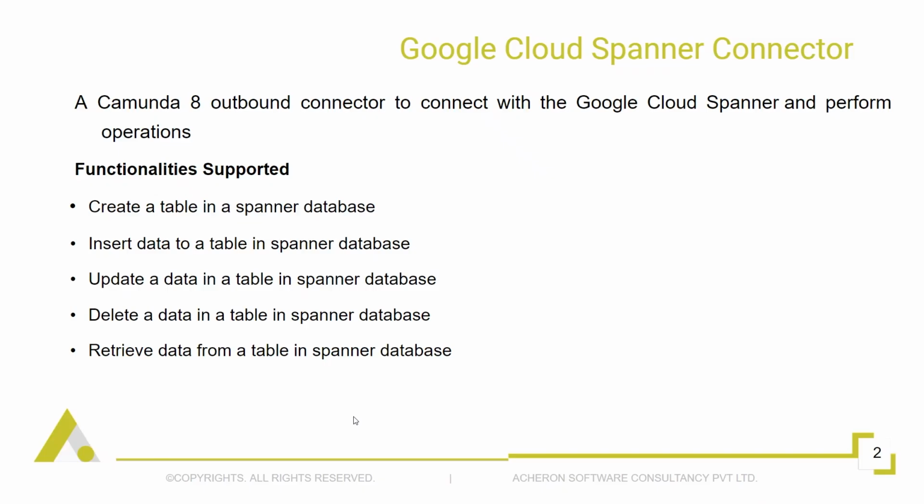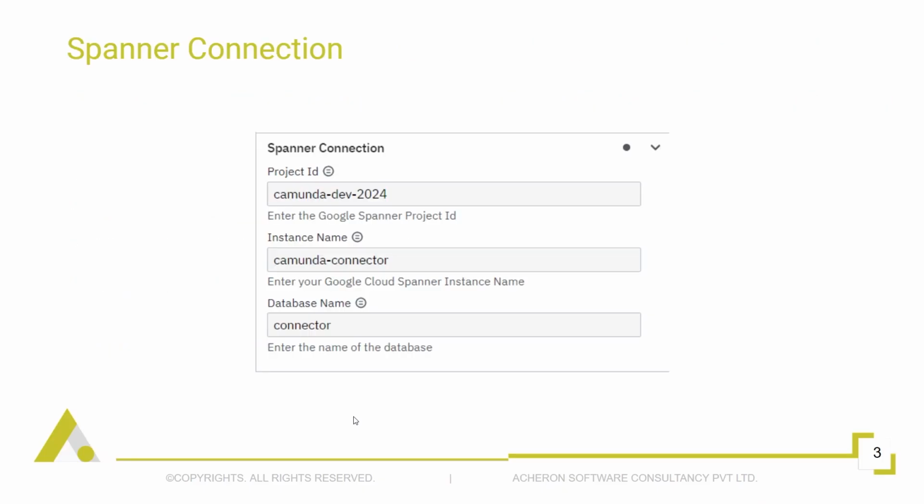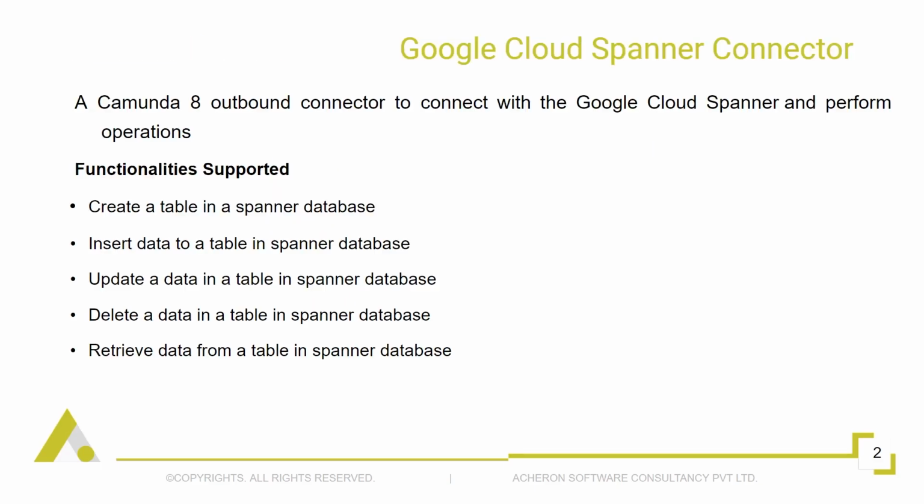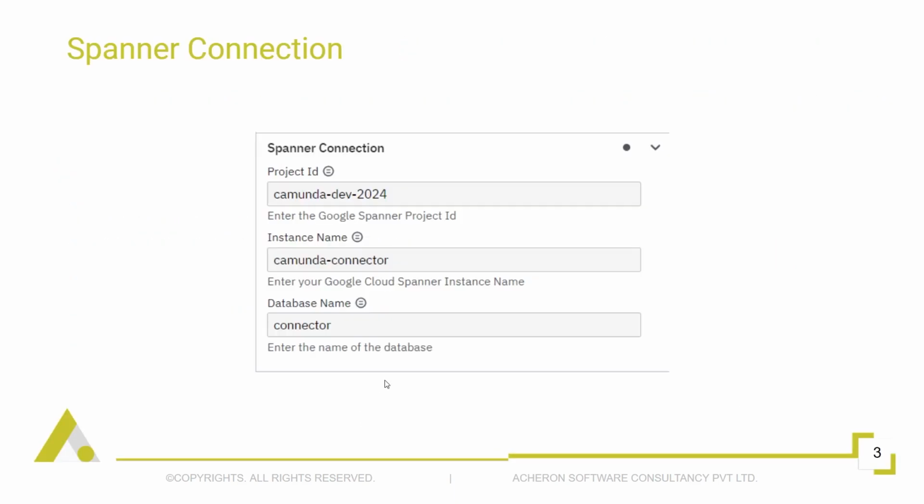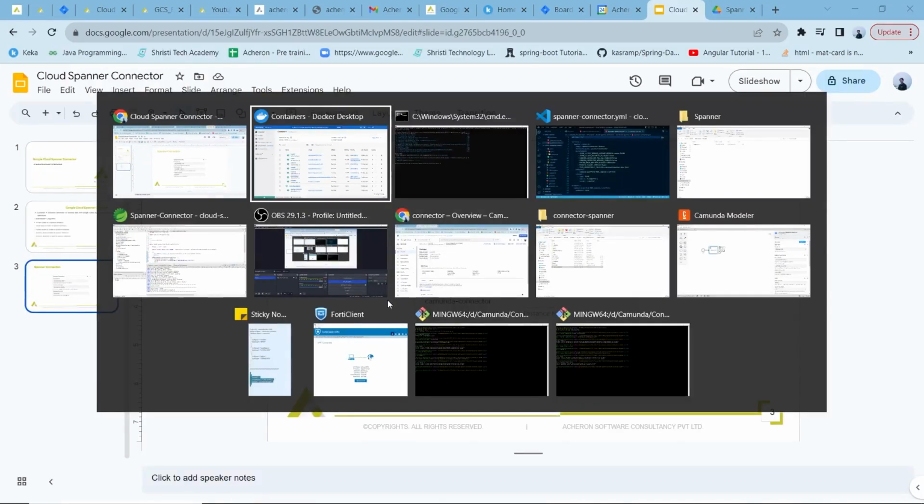The next prerequisite is that the user needs to fill in the Spanner connection details. Here the project ID, instance name, and database name must be filled in individually by the user. These details can be found in the Spanner database. I will show you where to find them.